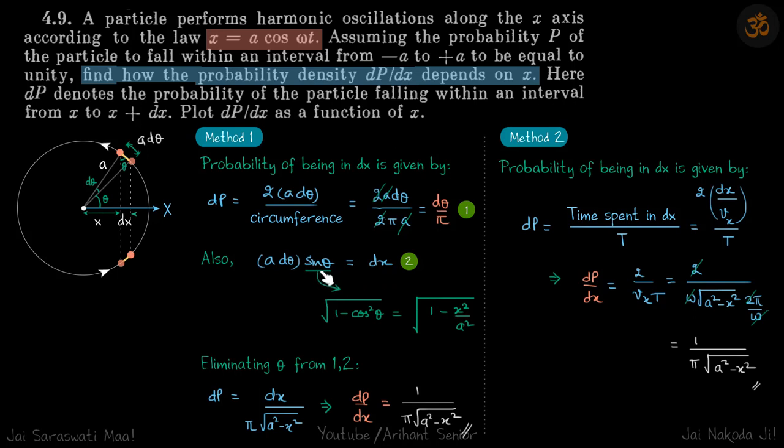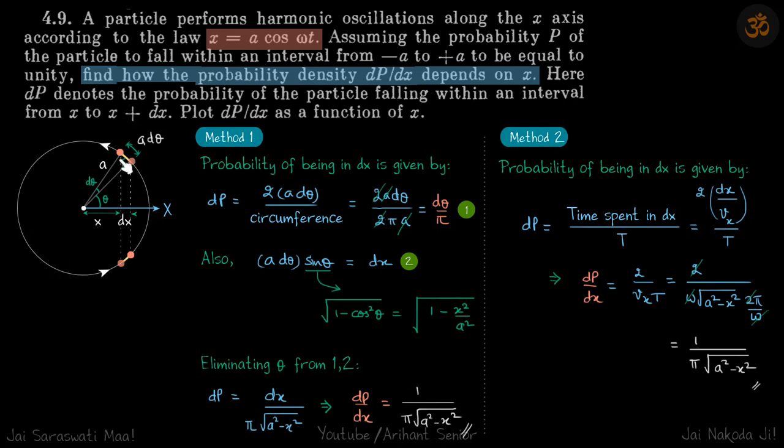So sine theta we can write as root of 1 minus cos square theta, because we want x, we don't want theta at all. So cos theta is x upon a. So 1 minus x square by a square. We put these values here for d theta and we will get dp is equal to dx upon pi root a square minus x square, or dp by dx is this.